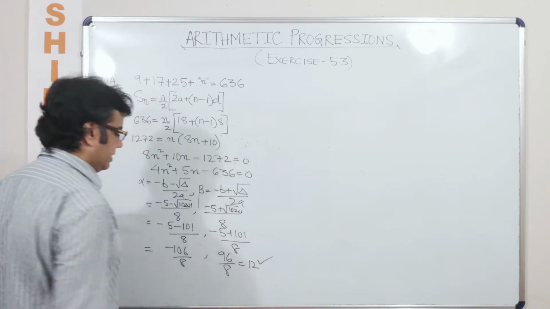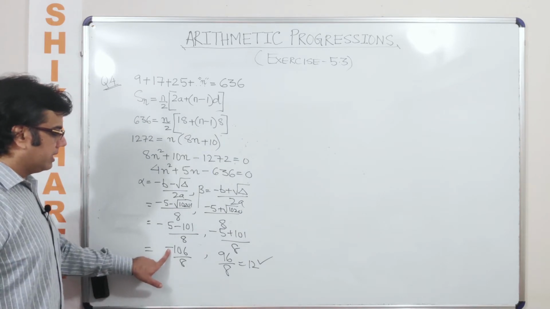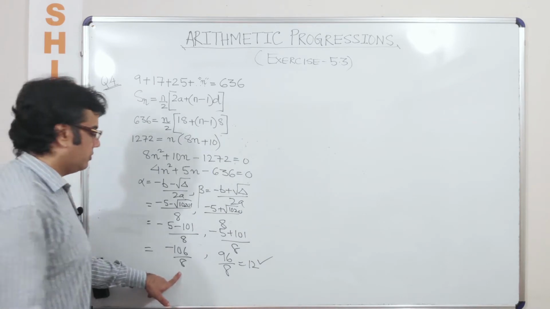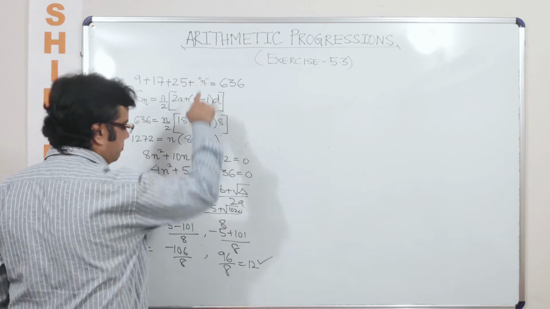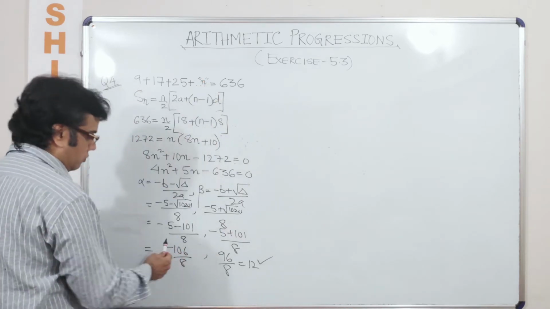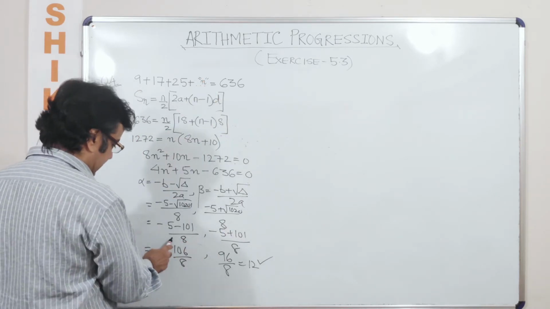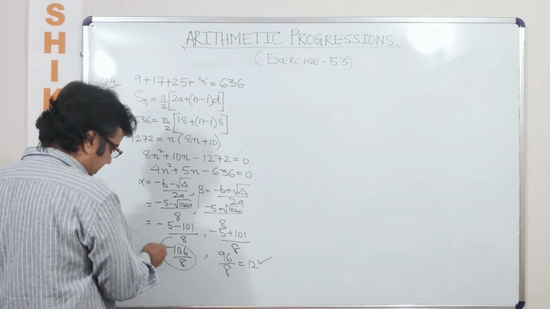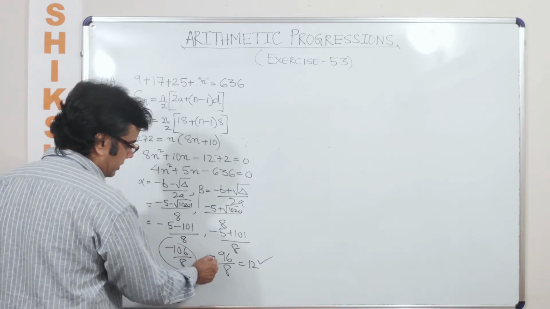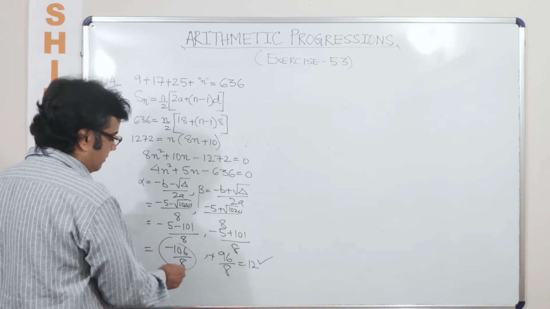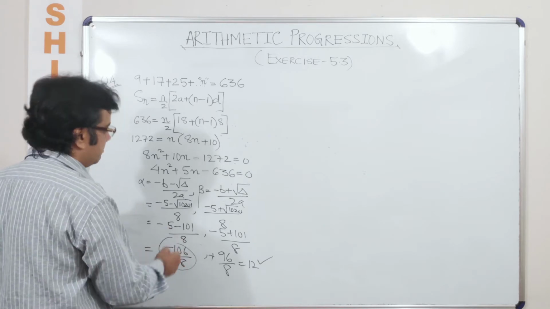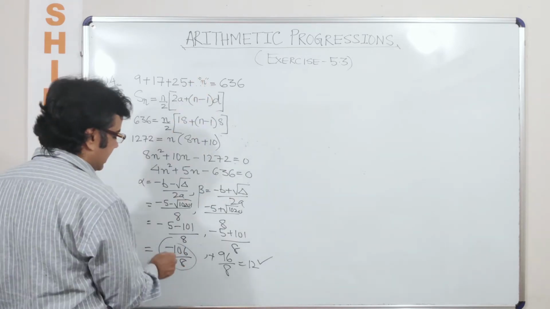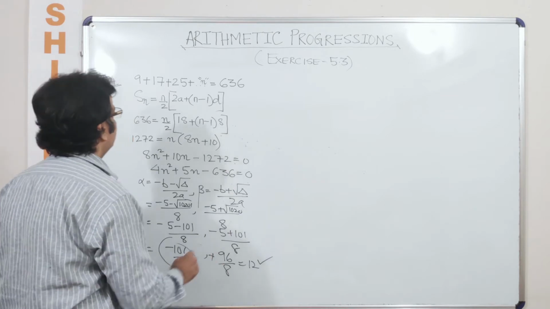So the answer should be 12, because from here I know that minus 106 is not a multiple of 8 and n needs to be a natural number. On the very sight of it, I can neglect this because here I am getting a minus sign and here I was getting a plus sign. So I should not even waste my time trying to calculate this, because the number of terms can never be a negative value. So the answer here is 12.